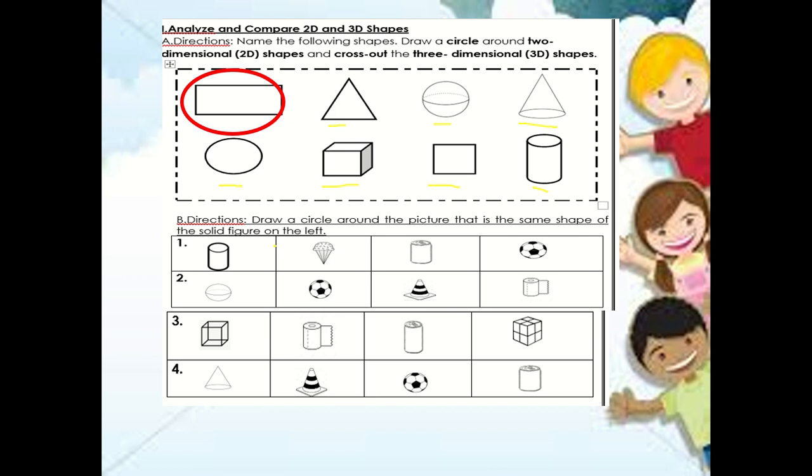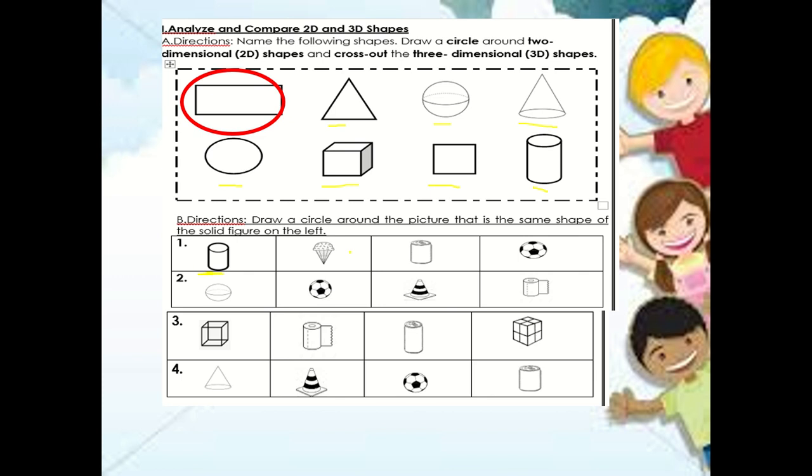Next, letter B. Draw a circle around the picture that is the same shape of the solid figure on the left. So I will give you one example again. You will look at the solid figure on the left and then draw a circle around the picture that is the same shape of that. Number 1, this is a cylinder.